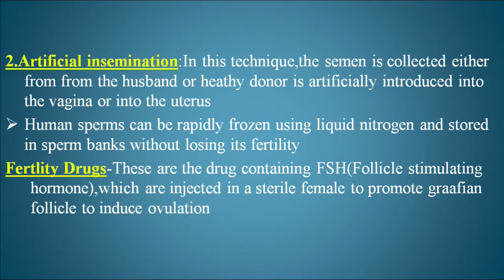Human sperms can rapidly be frozen using liquid nitrogen and stored in sperm banks without losing fertility. Fertility drugs: these are drugs containing FSH, that is follicle stimulating hormone, which are injected in a sterile female to promote Graafian follicle development and induce ovulation.